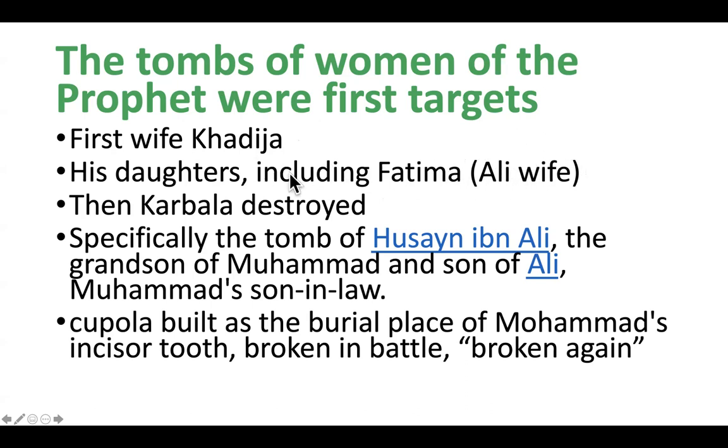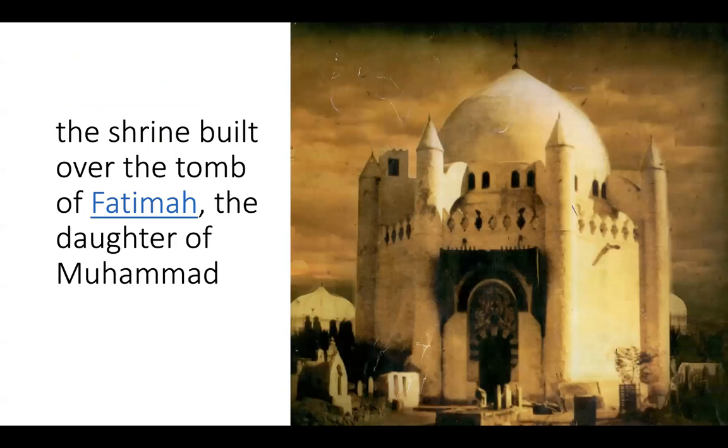Let's destroy that mausoleum. And then, of course, they go over to Karbala, where the Shia have their mausoleums, and they destroy that, especially Hussein bin Ali, who had been defeated in Karbala and was martyred there and had a mausoleum. They even destroyed a little mosque where Muhammad's tooth was worshipped, a tooth that was broken in battle the first time. And then when they tore down the little mosque, it broke again. And look at this. This is the shrine that covered Muhammad's daughter's mausoleum.